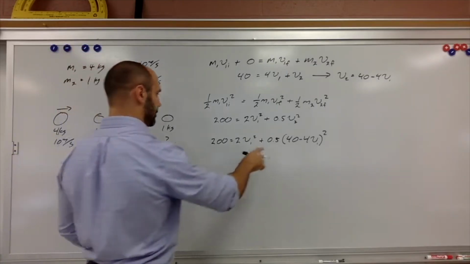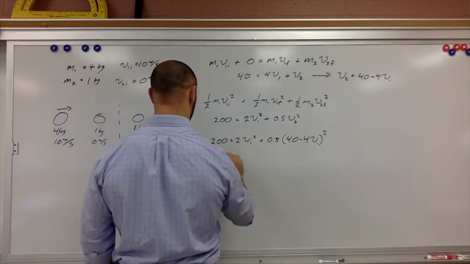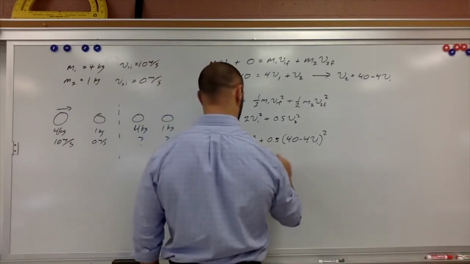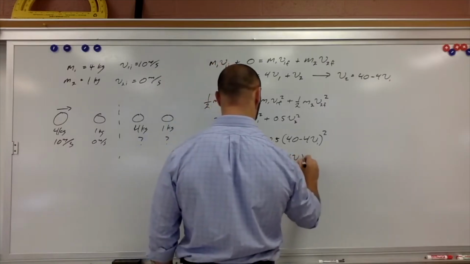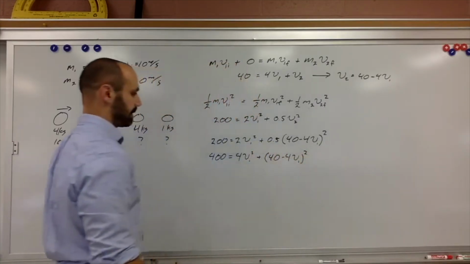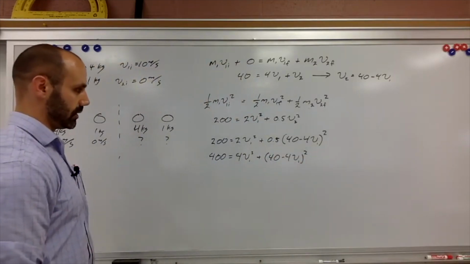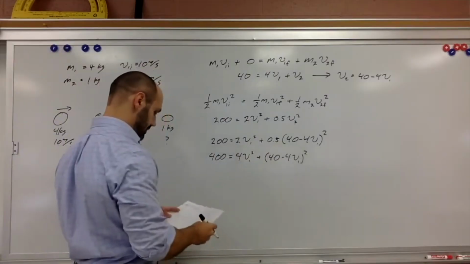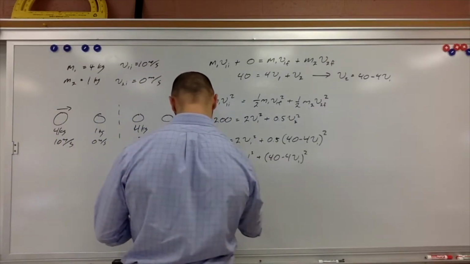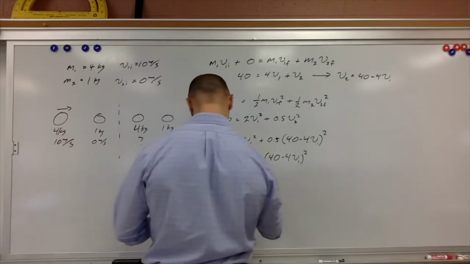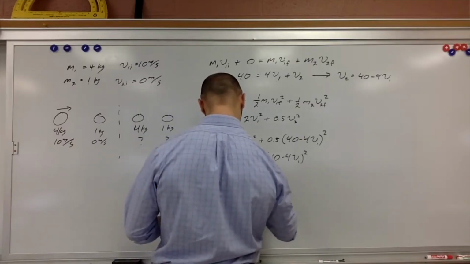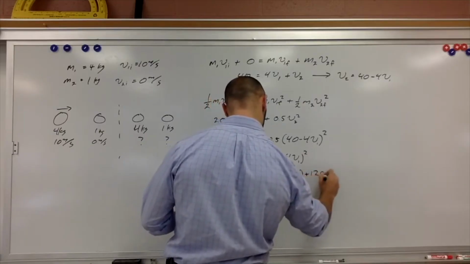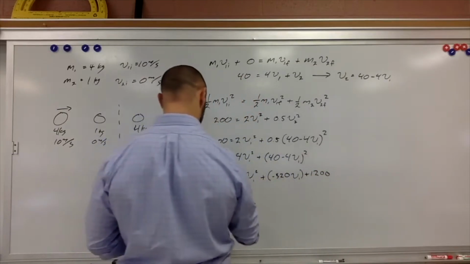Okay, so to get rid of the 0.5, we're just going to say 400 equals 4V1 squared plus (40 minus 4V1) squared. So now I have one unknown and one equation here. And when you solve this, turn it into a quadratic and set it equal to 0, you get 0 equals 20 V1 squared plus negative 320 V1 plus 1200. You can factor out 20, believe it or not.